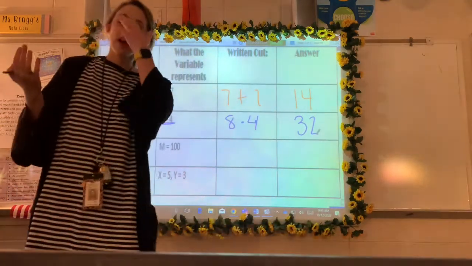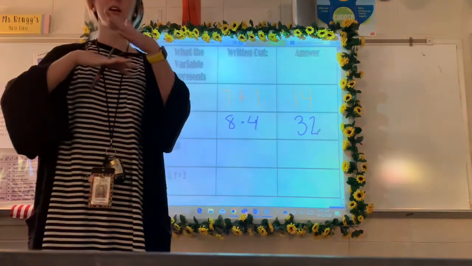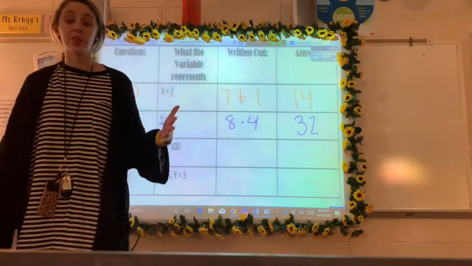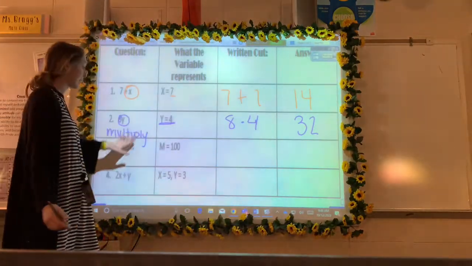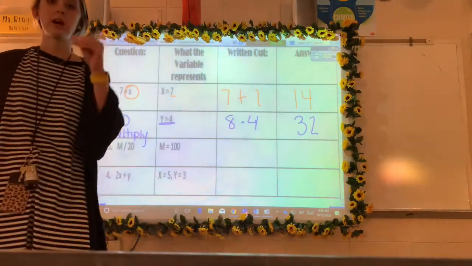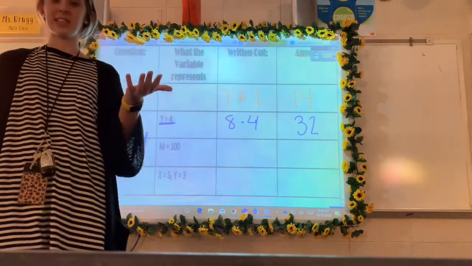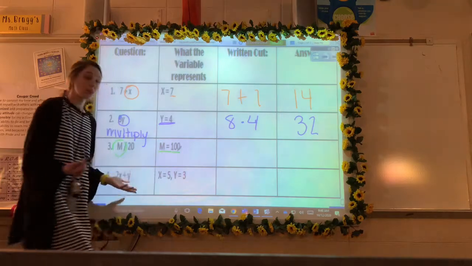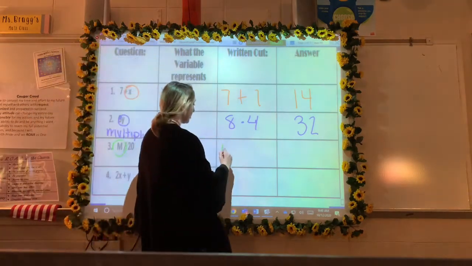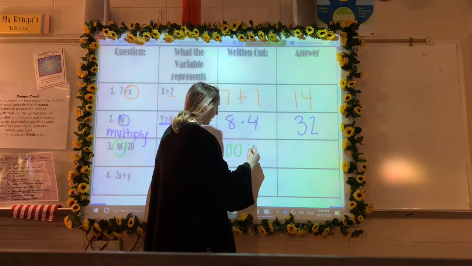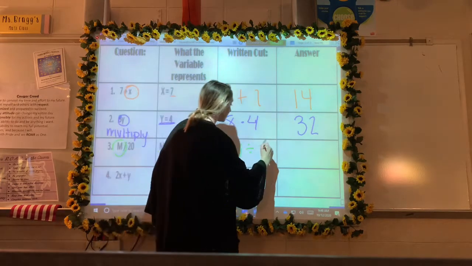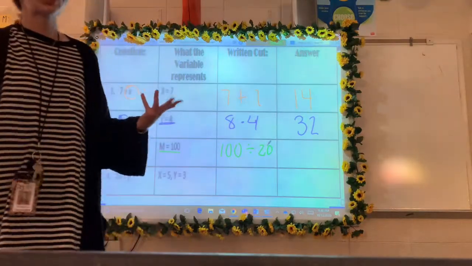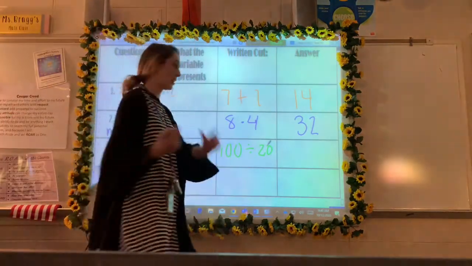All right, you're taking a trip down memory lane and remembering this stuff. Let's look at number 3. Number 3 is m/20. Remember we talked about how a slash means to divide. That's another way of saying divide. So m is our variable and we are replacing it with 100. Written out, this is 100 divided by 20. We want to know how many times 20 goes into 100. I will save you the brain work: 20 goes into 100 5 times.